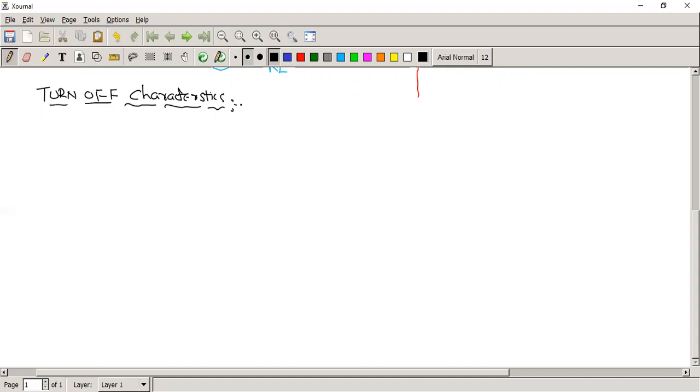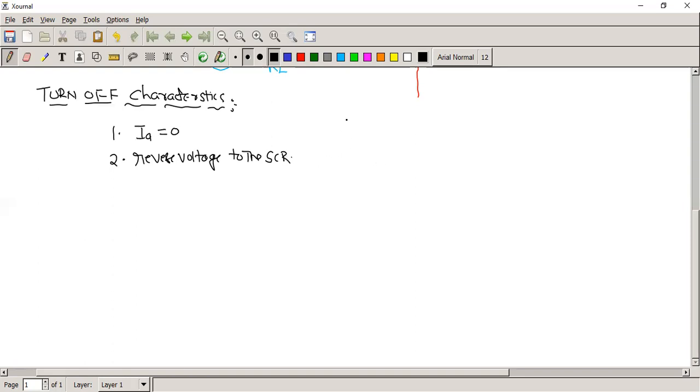Now, to turn off the SCR, two conditions should be satisfied. One is to make the anode current zero. By some means, you have to bring the anode current to zero. Next, you have to apply the reverse voltage to the SCR for some duration. See why we are applying the reverse voltage to the SCR after the SCR is already conducting.